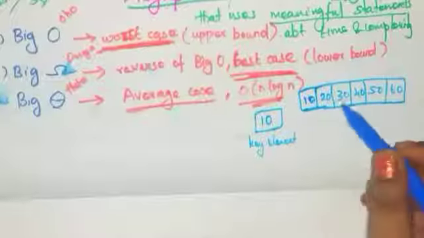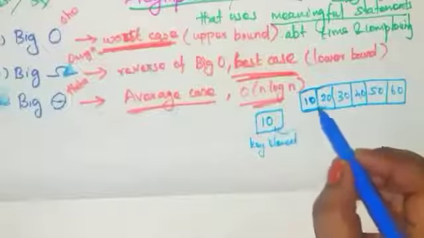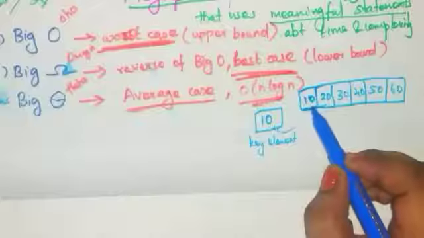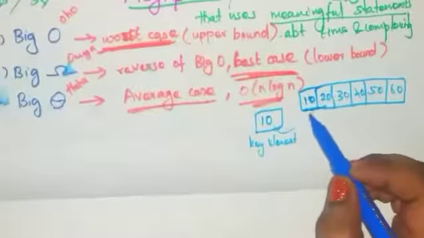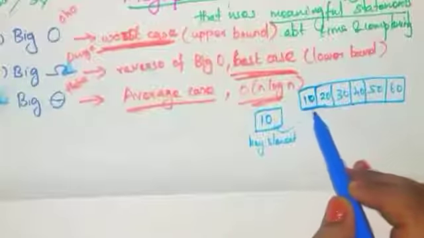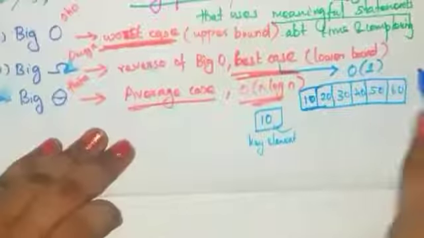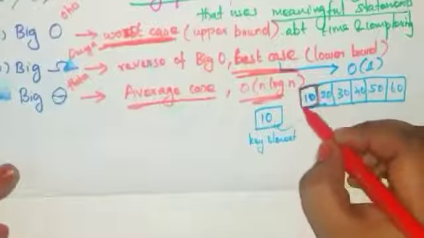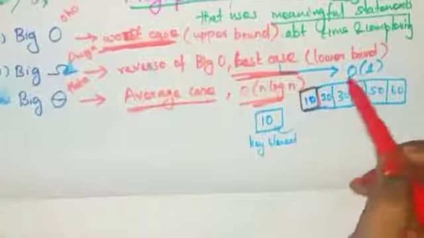Compare this value with the first element. This is 10, this is also 10. If the first element in the list matches the key element, it is called best case efficiency, because only one comparison is enough. So it is expressed as order of 1. Order of 1 means you found the key element 10 in the first place in the list. This is called best case efficiency of an algorithm.